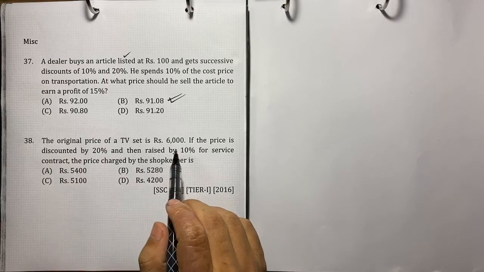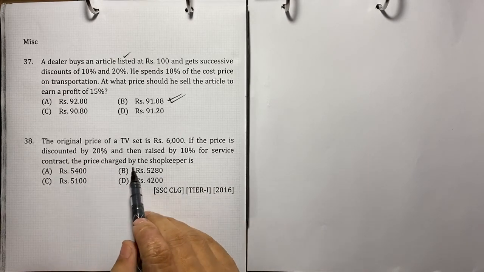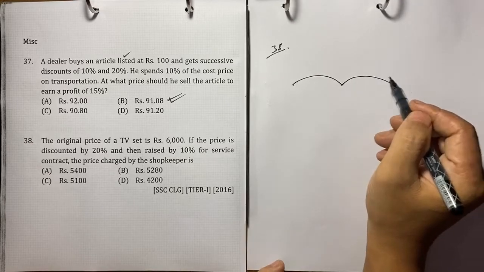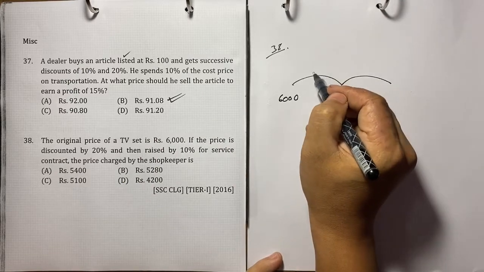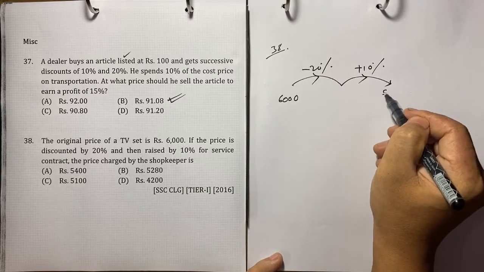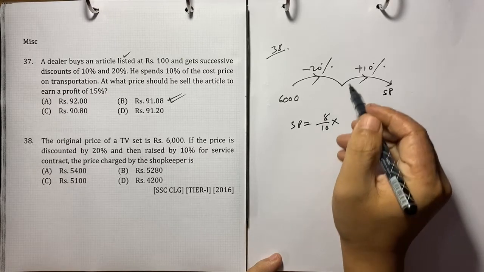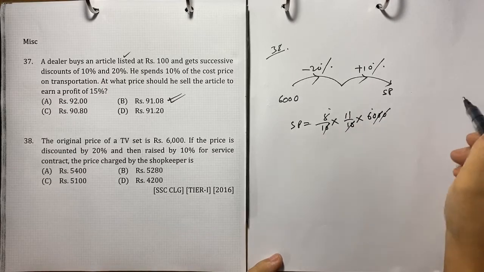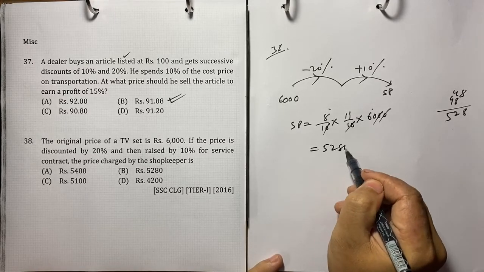The original price of a TV set is rupees 6,000. If the price is discounted by 20% and then raised by 10% for a service contract, the price charged by the shopkeeper is? The calculation is very easy. The original price is 6,000, discounted by 20% and then raised by 10%. The selling price will be 8 by 10 into 11 by 10 into 6,000. So this will be 48 into 11, which is 5280. So this will be the answer.